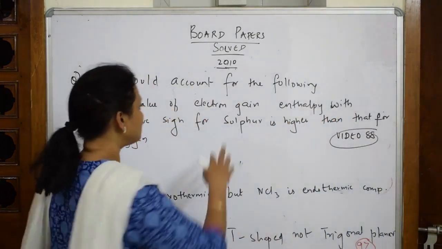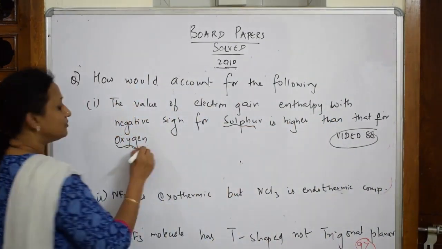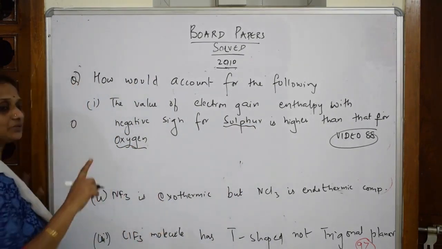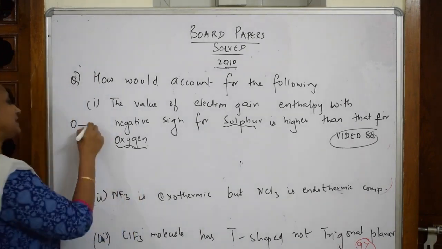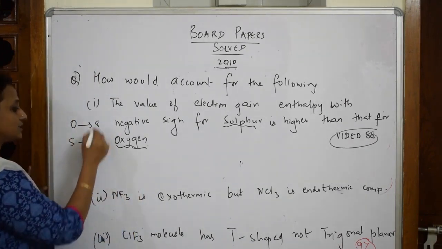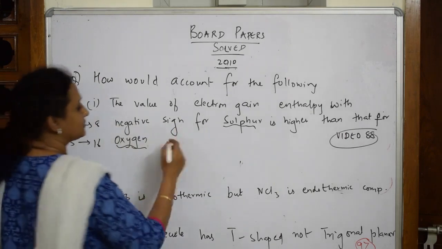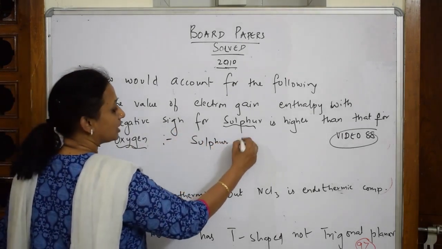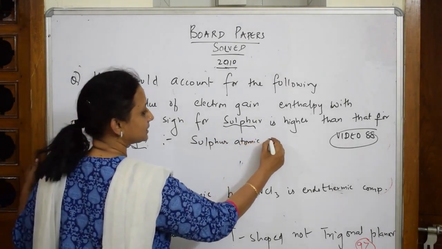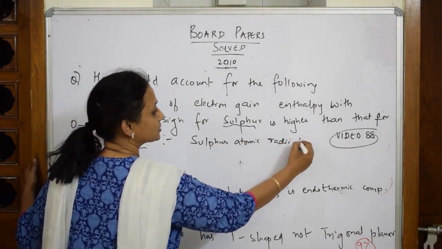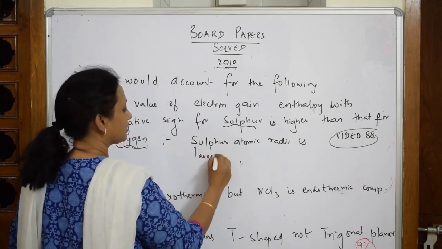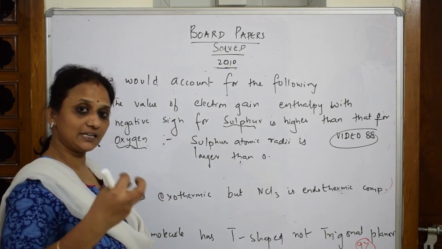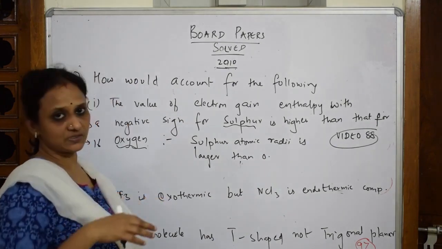So between sulfur and oxygen, which atom is larger? Yes. Hydrogen, helium, lithium, beryllium, oxygen, atomic number is 8 and sulfur atomic number 16. So which has more number of shells? Sulfur. So simple, isn't it? Sulfur atomic size or radii is larger than oxygen. So when atomic radii is larger, I can easily add the electron into the sulfur atom.